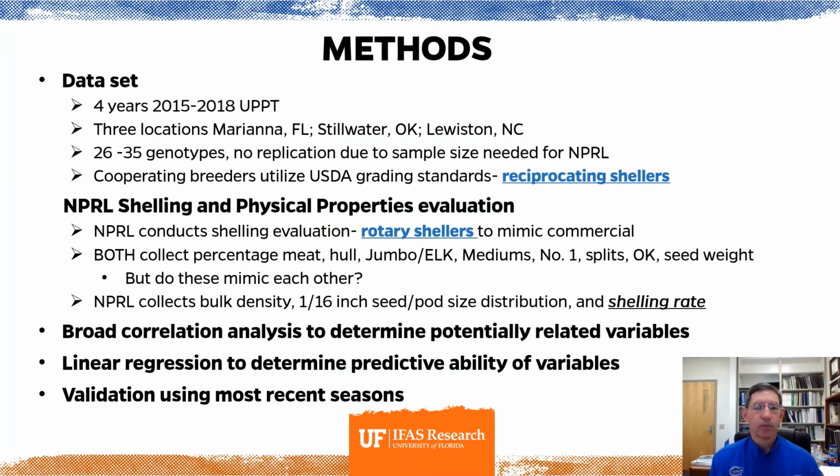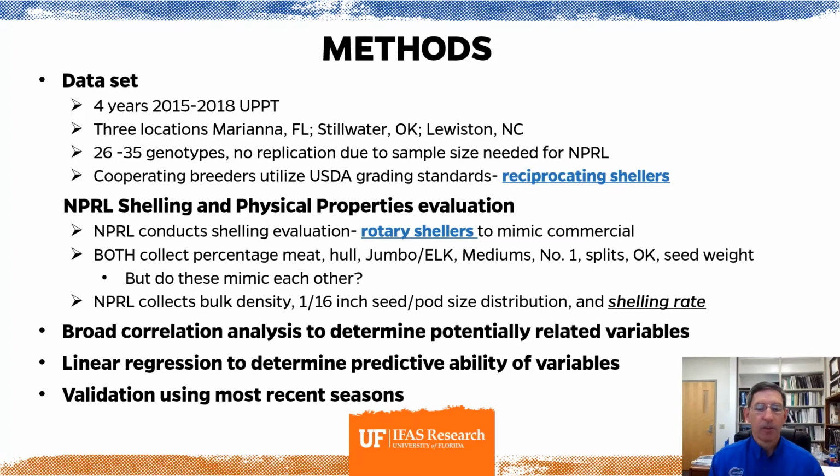The data set that we used was a 4-year data set from 2015 to 2018 from the Uniform Peanut Performance Test. Three locations were included: Marianna, Florida; Stillwater, Oklahoma; and Lewiston, North Carolina. And 26 to 35 genotypes per location-year combination were in these data sets. There was no replication on a plot level because the sample size needed for the National Peanut Research Lab to do their shelling work is larger than a single plot would provide. So those individual reps were combined together to provide a sample for the shelling.